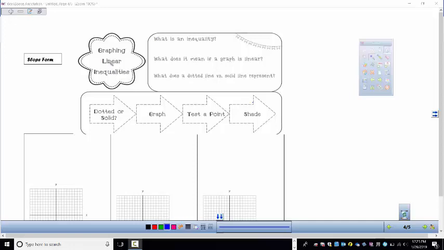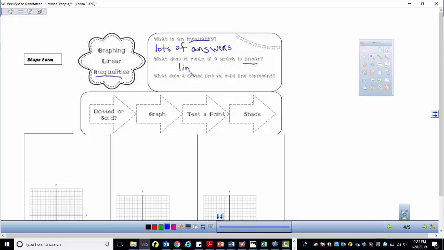So what we're going to do today, instead of graphing just lines, we're going to graph linear inequalities. An inequality is something that has more than one solution. It has lots of solutions, lots of answers. So it doesn't just have one line, it's going to have a whole bunch of answers. What does it mean if a graph is linear? Well, we know that linear means it's a line. And this last question is going to be a little bit new for us. What does a dotted line versus a solid line represent?